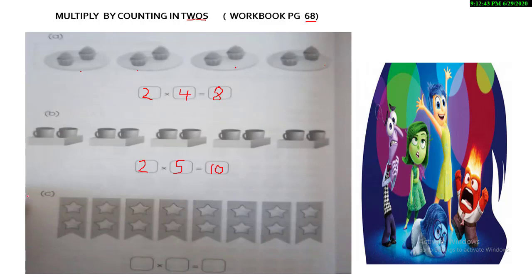Okay, how many stars are there in each group? 2. And how many groups are there? Let's count it. 1, 2, 3, 4, 5, 6, 7, 8. 8. And I know the 2 times table, so I know how many stars it will be. 2 8s are 16. Yes.